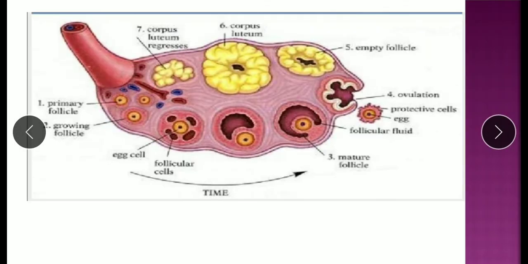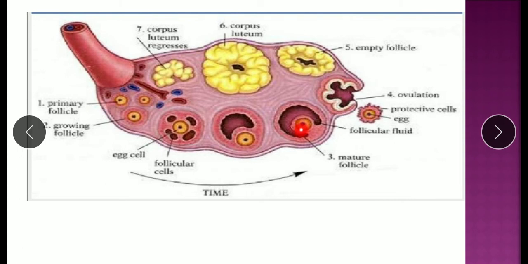Diagrammatic view for the ovulation. In the proliferative phase, the primary follicles grow further. The egg cells or follicular cells develop further. The matured follicle is called the graafian follicle.